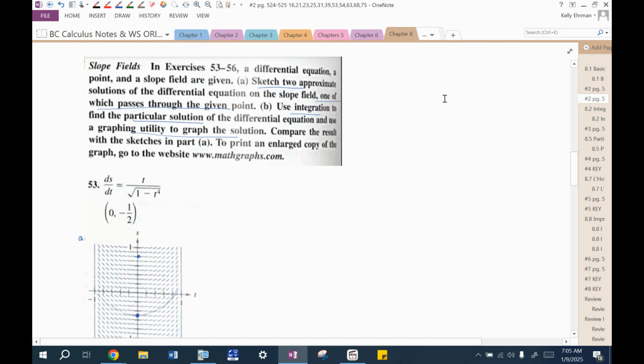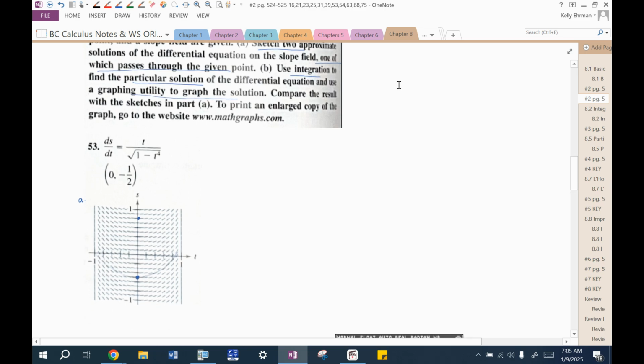All right, slope fields. In part A, sketch 2 approximate solutions of the differential equation on the slope field, one of which passes through the given point. So here's the equation for ds/dt. The point (0, negative 1/2) is right here. So if I were to sketch the solution that goes through that on this slope field, you just kind of follow the tangent lines.